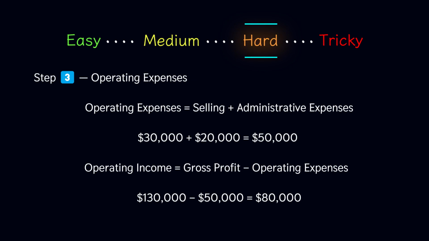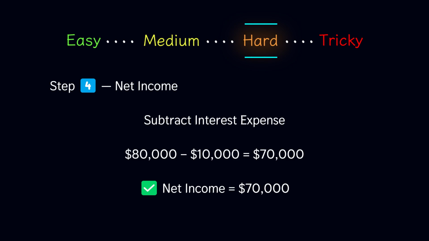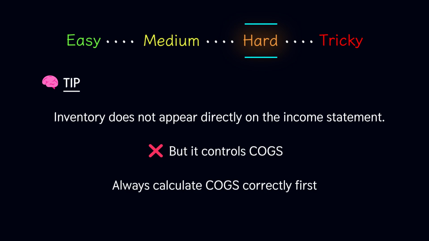130,000 minus 50,000 equals 80,000. Now subtract interest expense. 80,000 minus 10,000 equals $70,000. That is net income. Here's the exam tip. Inventory never appears directly on the income statement, but it controls COGS. Now let's increase the difficulty.